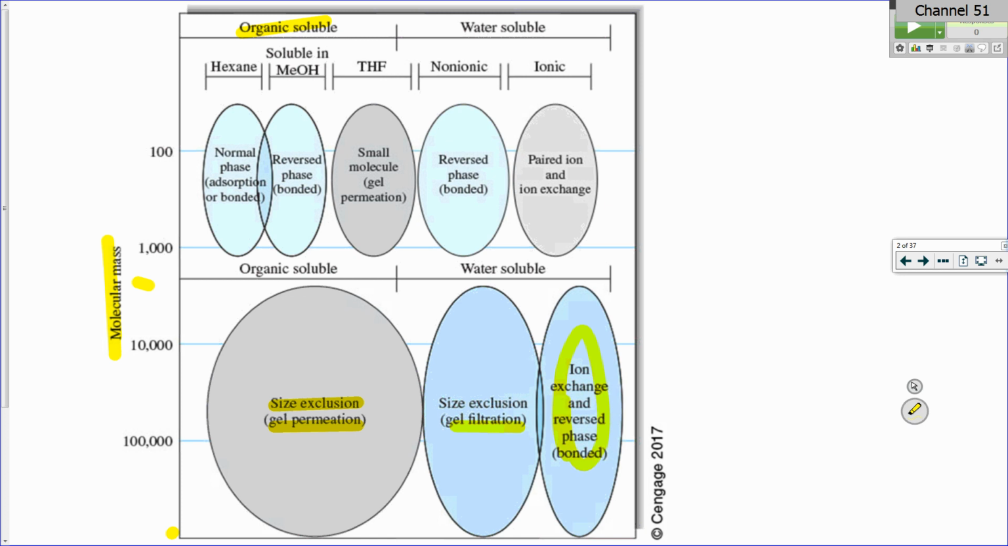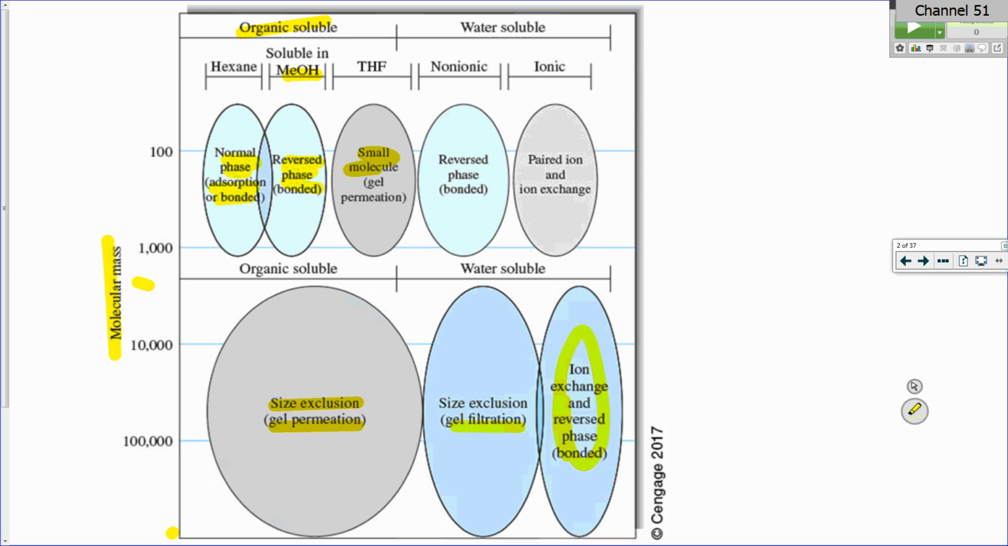In the world of small molecules, so things less than a couple of thousand, normal phase or absorption is the most common. So you use a solvent like hexane, so a very nonpolar solvent. If your compound's soluble in methanol, you'll use something like reverse phase.